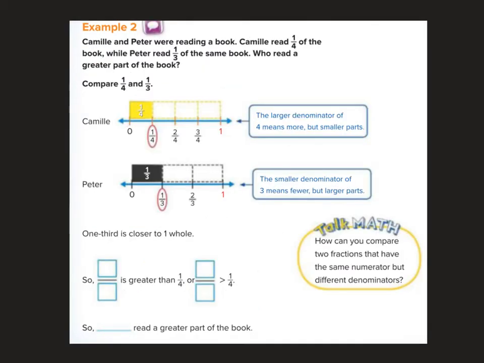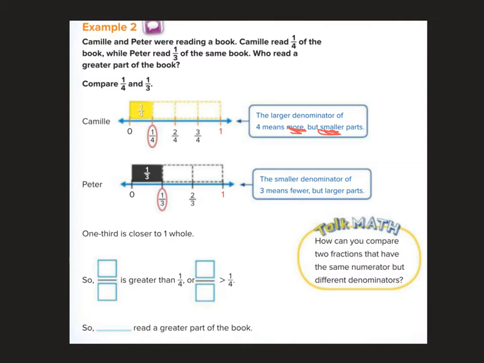Camille and Peter were reading a book. Camille read 1/4 of the book, while Peter read 1/3 of the same book. All right, these ones have different denominators, so let's take a peek here. Who read a greater part of the book? So we're comparing 1/4 and 1/3. The larger denominator of 4 means more but smaller parts, right?